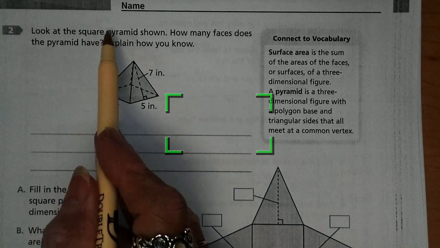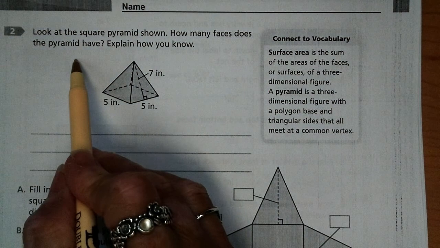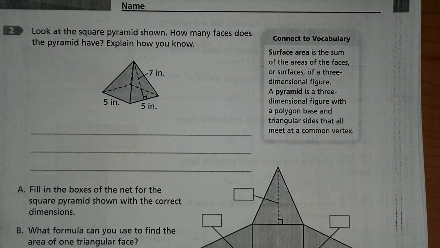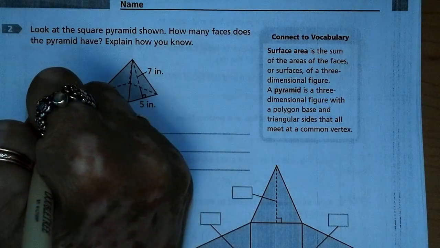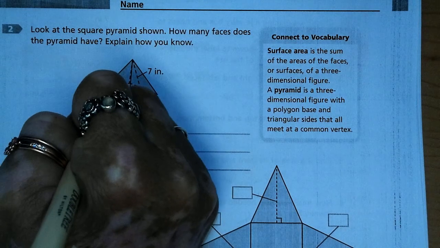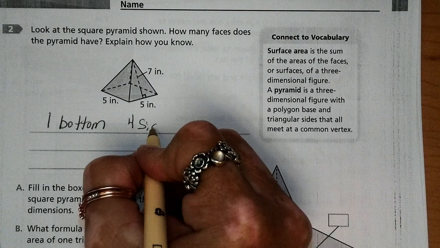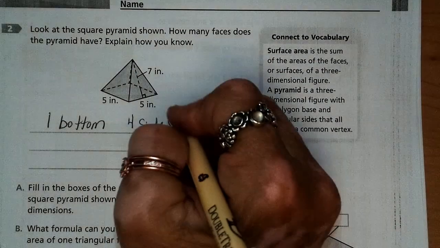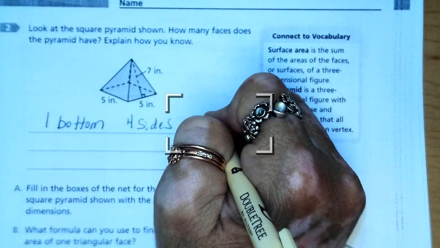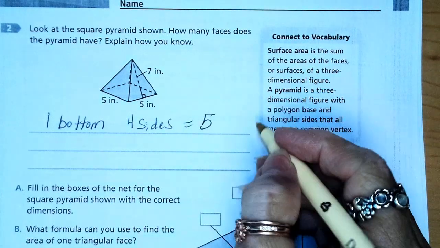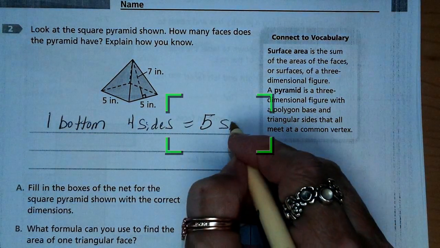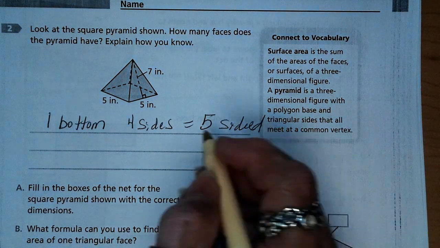Okay? So let's go back up top. It says, look at the square pyramid. How many faces does the pyramid have? Explain how you know. So we have 1 bottom and 4 sides. So this is a 5-sided figure.